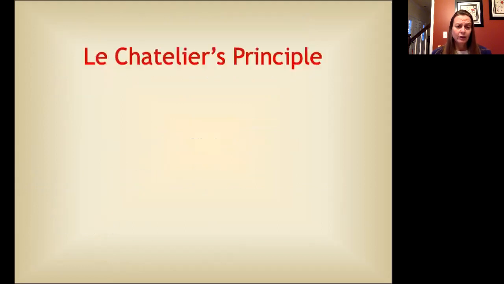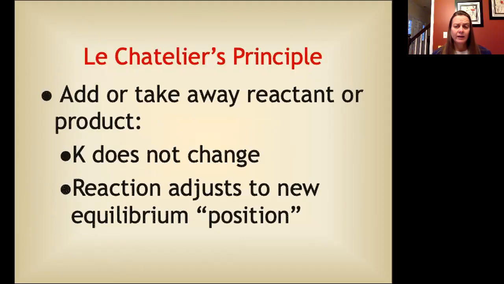So in general, with LeChatelier's principle, if we add or take away any reactant or any product, the value of K is not going to change. The reaction is going to adjust to that new equilibrium position. So the ratio of products to reactants is still going to stay the same. K is not going to change. So the total amounts of reactants and products may change, but the ratio, that K value, law of mass action, is going to stay the same.